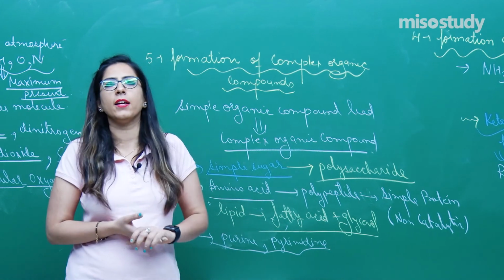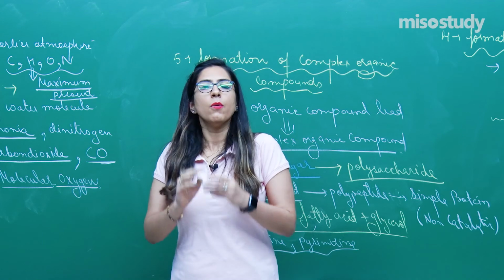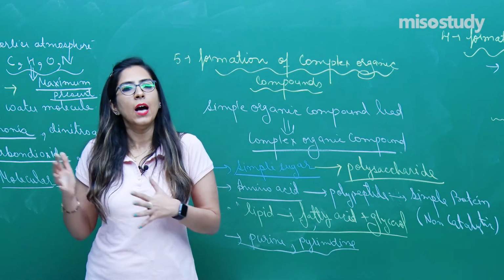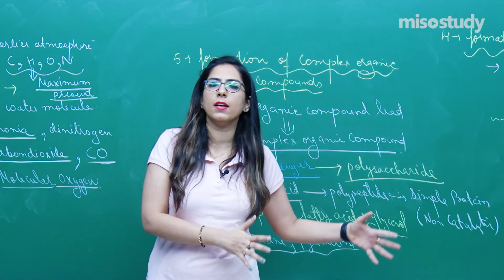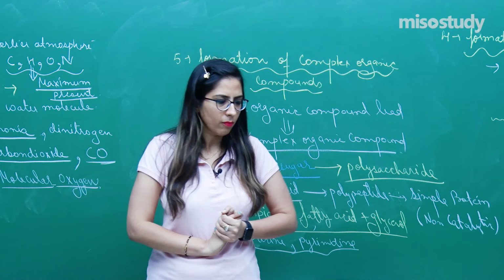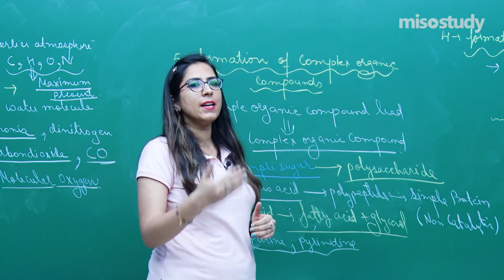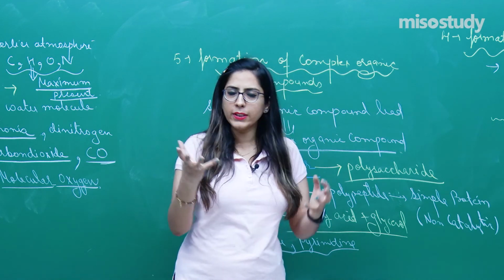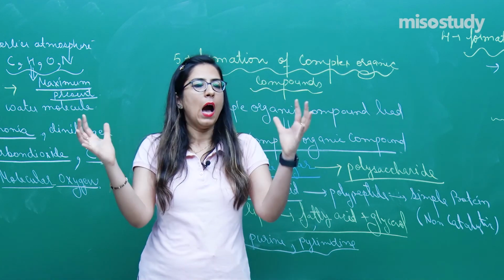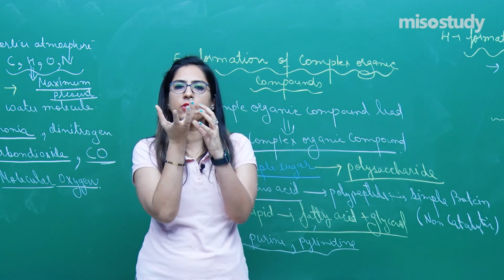Formation of these organic compounds has taken place, the complex organic compounds have formed, which started from the atomic stage, then molecular stage, then formation of early organic compound, then simple organic compound, and at the end we have complex organic compound formation. This was the chemical evolution. After that, the biological evolution takes place. How these different compounds combine together, how they come together, and due to which there is a formation of a cell.